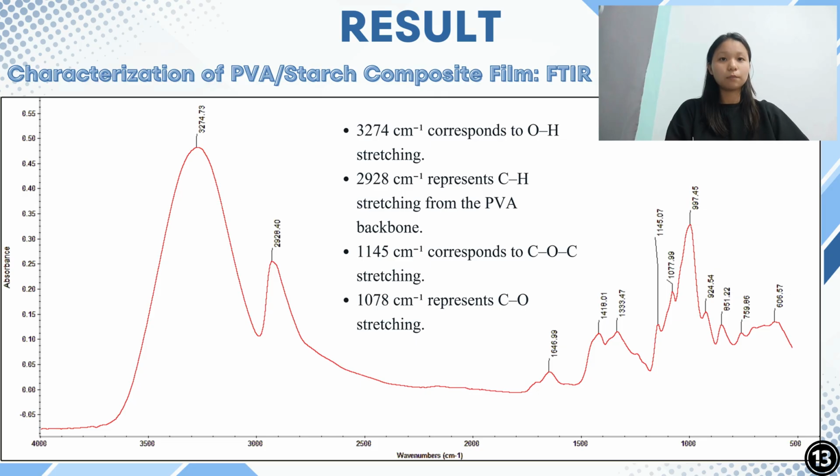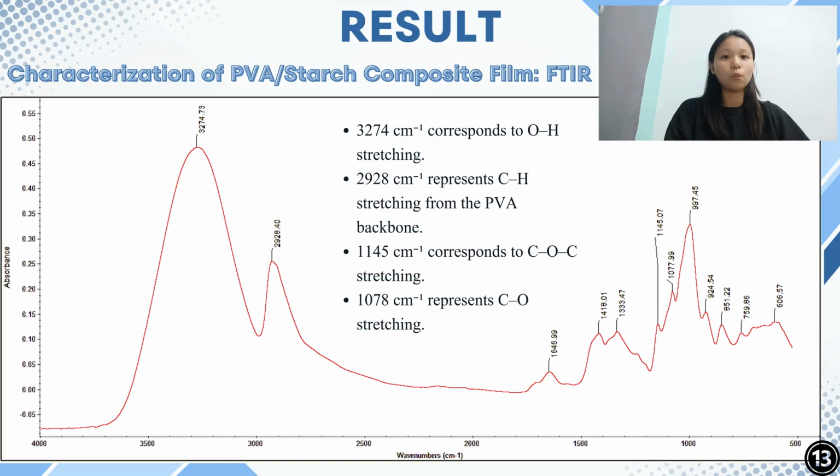A broad absorption band at 3274 wavenumber corresponds to the OH stretching, which indicates the hydrogen bonding between the PVA and starch hydroxyl groups. The peak at 2928 wavenumber represents the CH stretching from the PVA backbone and confirms the presence of the synthetic polymer component.